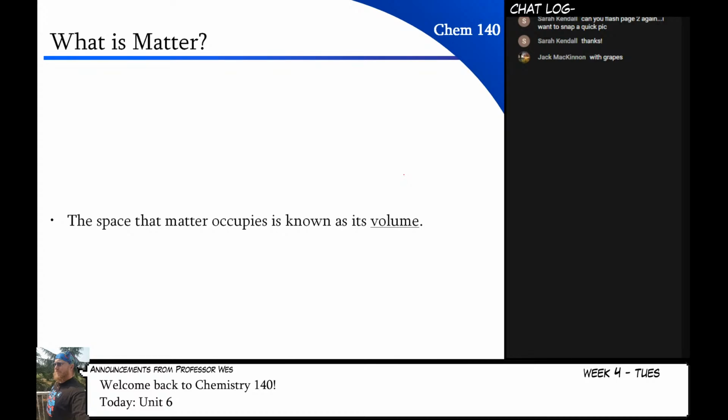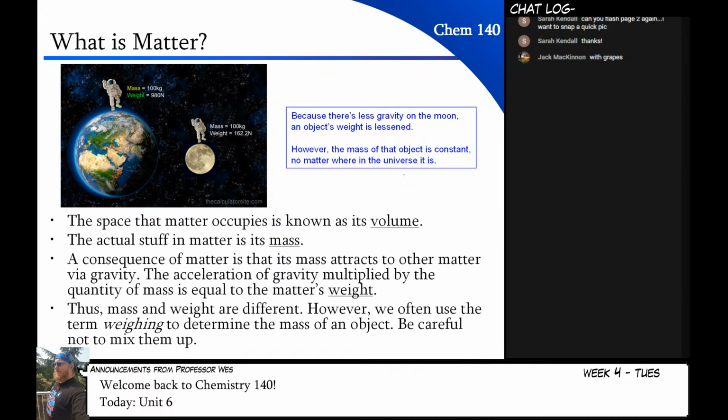All right. So the space that matter occupies is known as its volume, which we defined earlier. And we know how to measure volume. We measure volume in milliliters, liters, etc. We're going to use SI units for this class. And so we'll mostly measure in liters and milliliters, not gallons or cups or whatever. But mass is a little bit more obnoxious to conceptualize, particularly because as people who live in America, we don't use units of mass in our day-to-day lives.